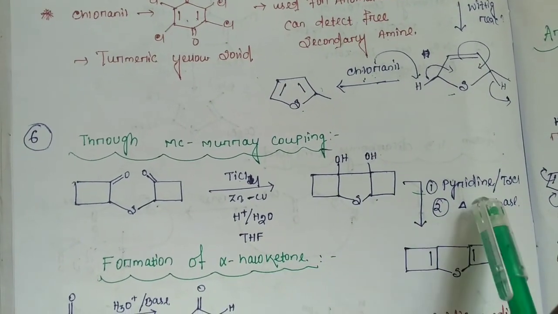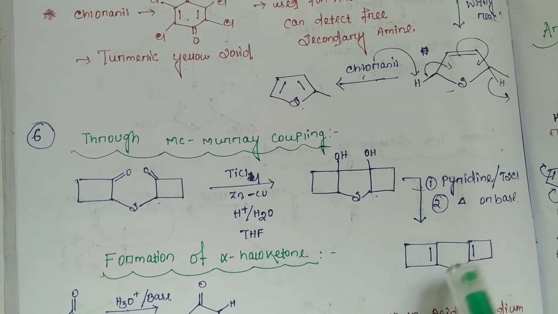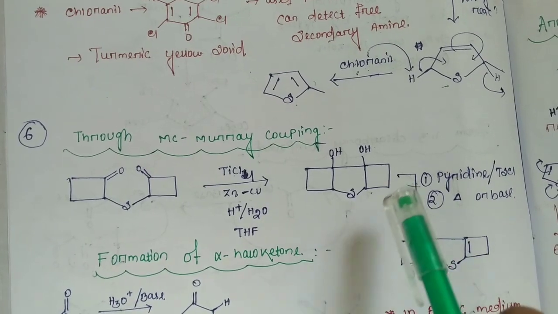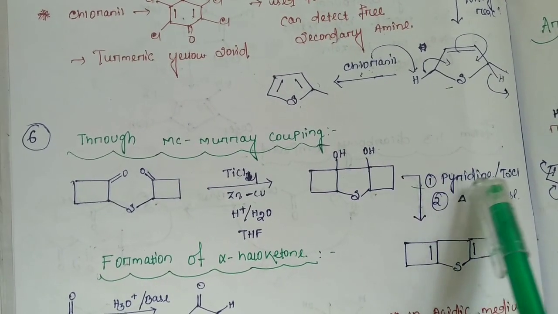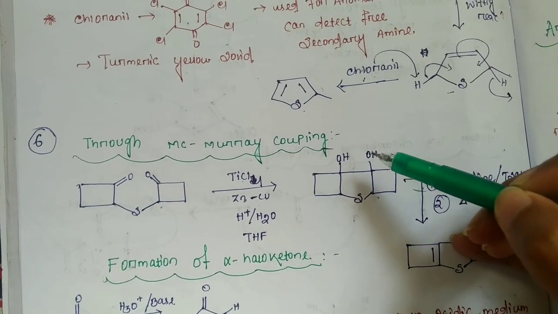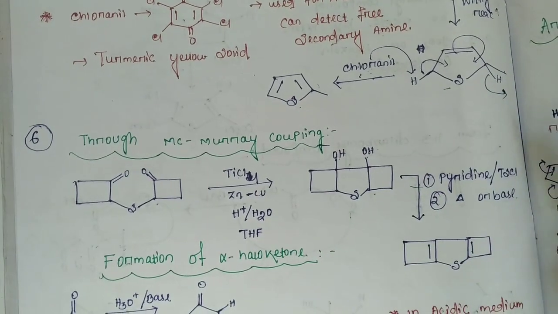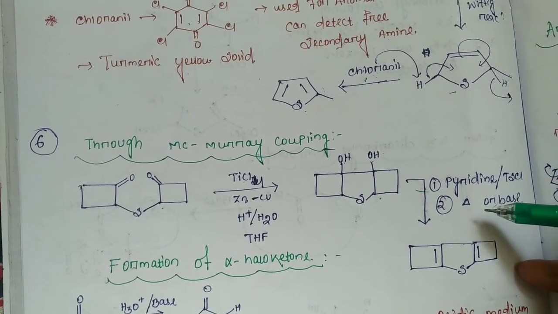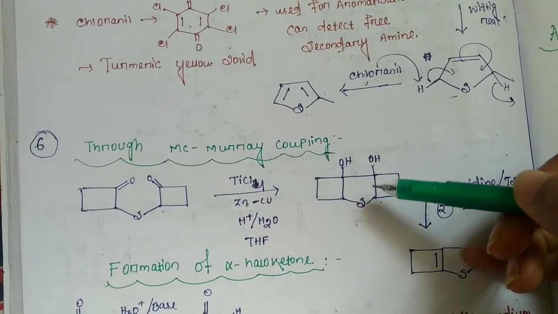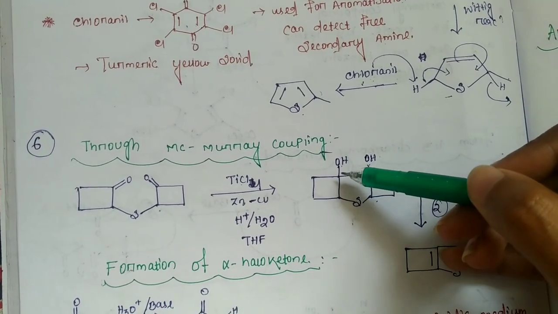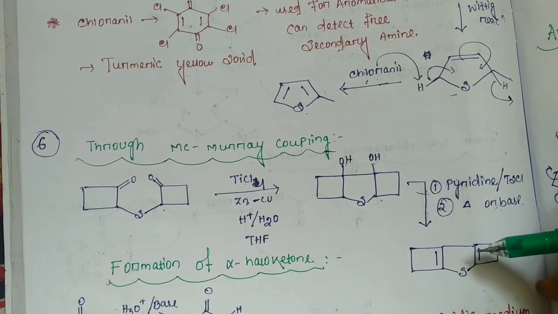When we treat this compound with pyridine and tosyl chloride and then with heat or base, we get this thiophene. How does this happen? First, the OH on treating with pyridine and tosyl chloride will become OTs, and OTs, we know, are very good leaving groups. Then when we treat it with base or heat it, OTs from here, H from here, OTs from here, H from here will leave to give this thiophene.